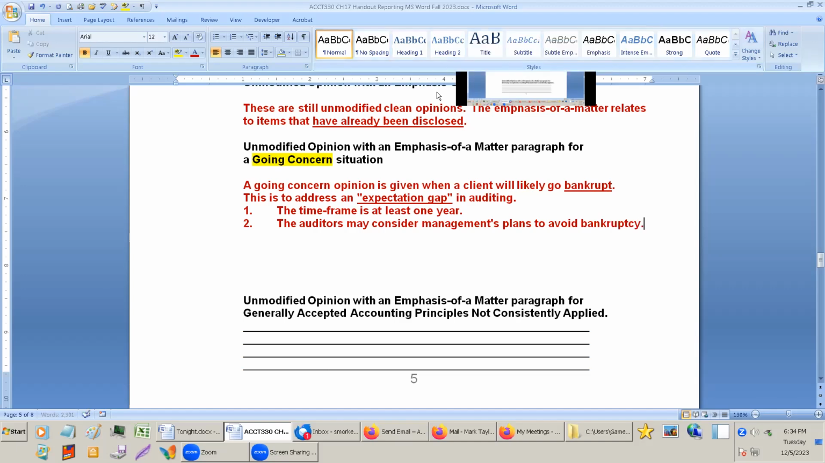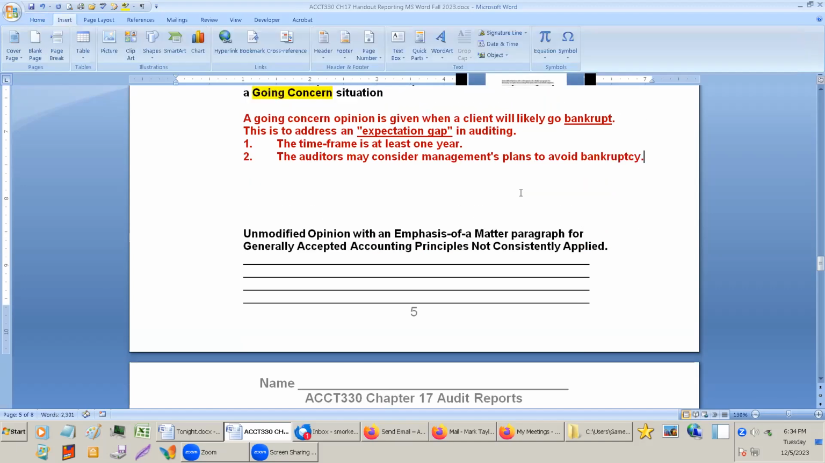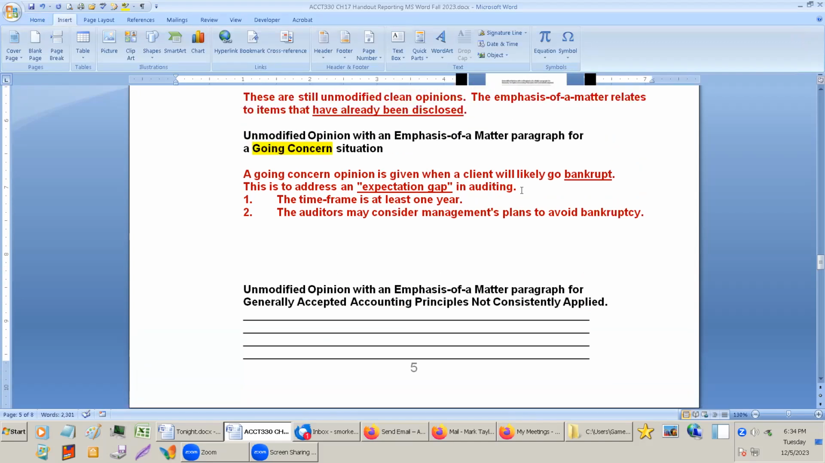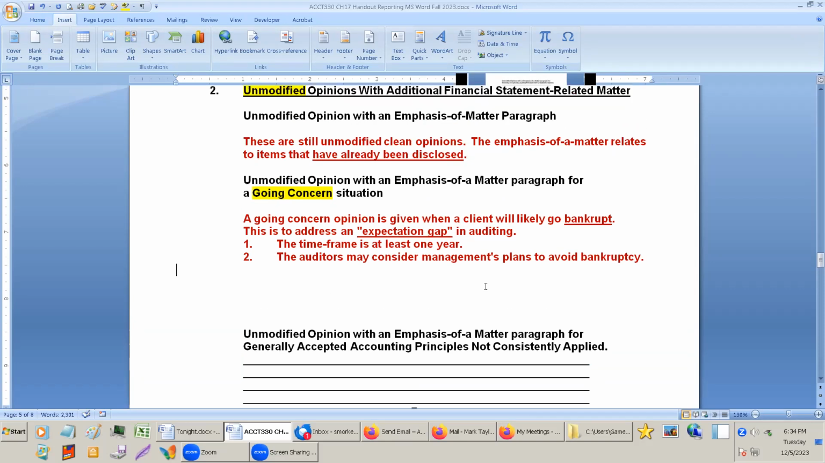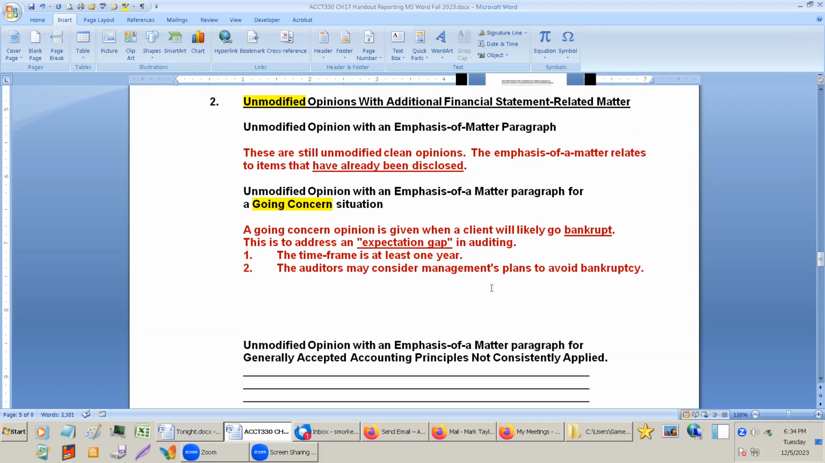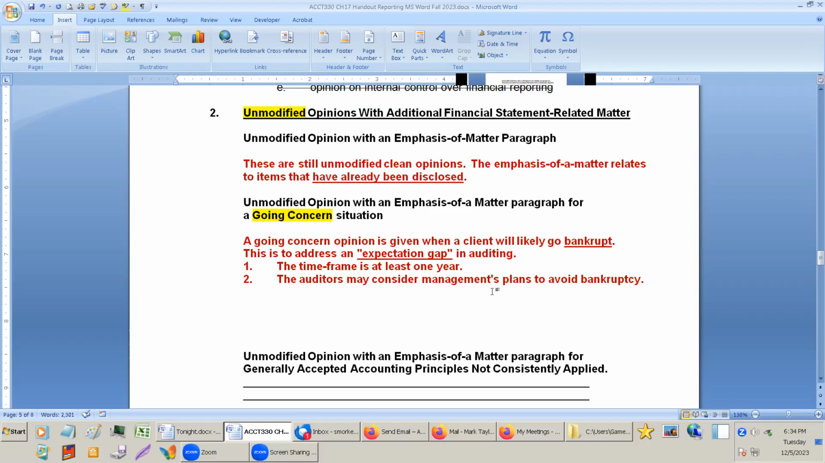The auditors may consider management's plans to avoid bankruptcy. So even though they're doing poorly, if they have a plan in place, it's possible that you don't give them a going concern.